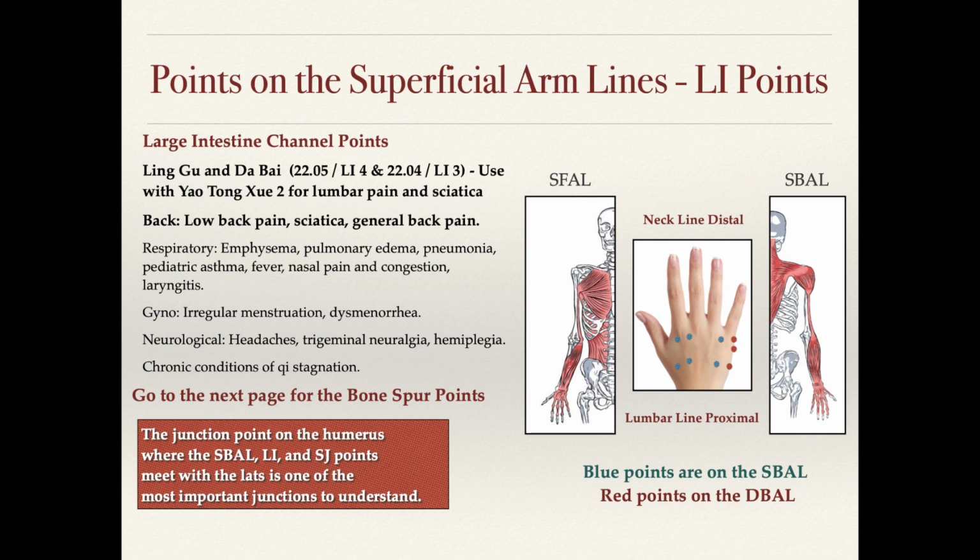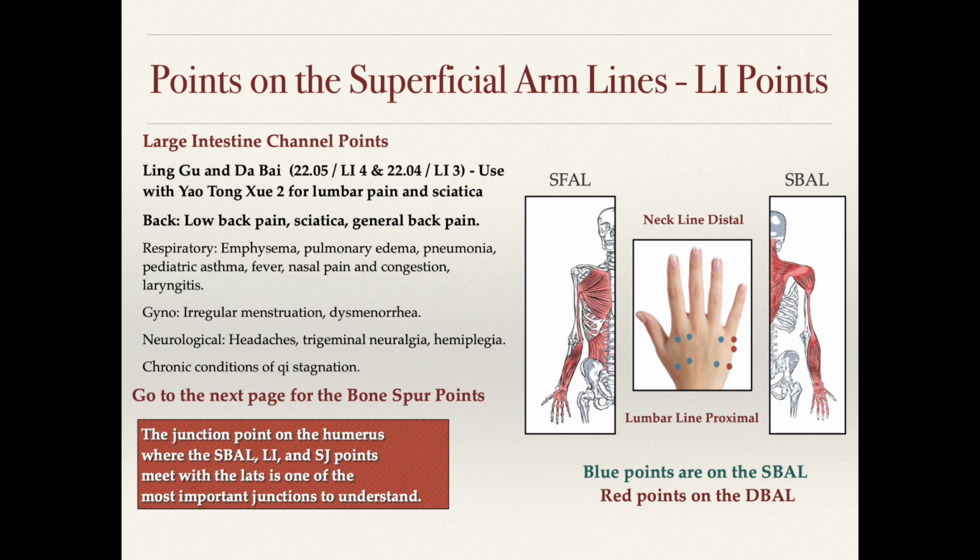Now, as we know, they're also indicated for gynecological conditions, irregular menstruation, dysmenorrhea, as well as neurological conditions, headaches, trigeminal neuralgia, hemiplegia, and chronic conditions of qi stagnation. Now, I'm not going to go into too much of an explanation here about the gynecological and neurological stuff. That gets into other aspects of the fascia and even into the hormones and different ways in which acupuncture works. But we can also trace these things out fascially into the reproductive systems and how that works. But I'm going to save that for another time.